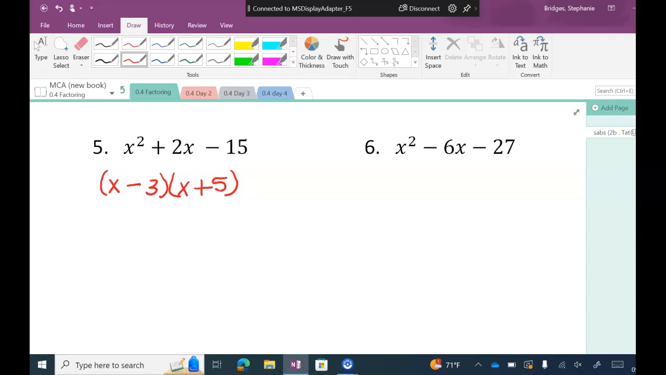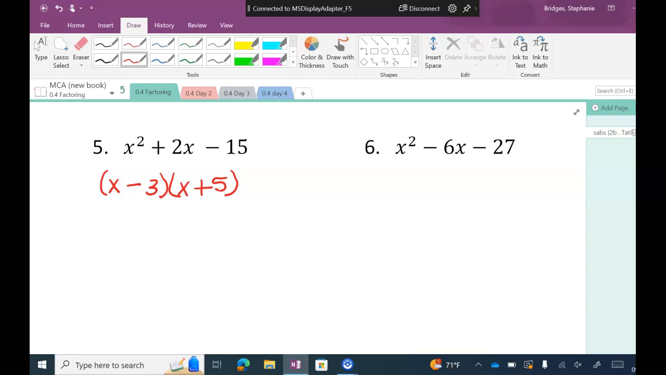So again, if the second sign is a minus, you're looking for factors of the last term that subtract to give you the middle term. And then I can place my signs once I figure that out. The first sign goes in front of the bigger number. You'll have one of each, one plus and one minus. So go ahead and try number 6 then.